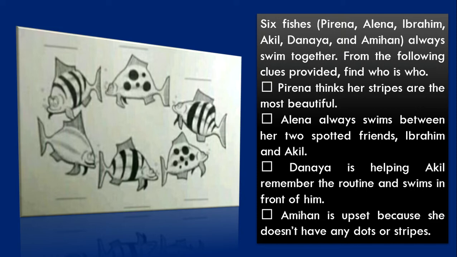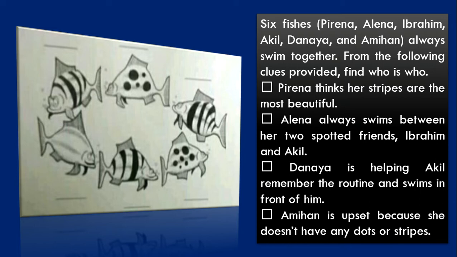Okay, so let's analyze each statement here. So first one, Pirena thinks her stripes are most beautiful. So as you observe in the illustration, there are three who have stripes. So we cannot identify yet who is Pirena because it leaves us with three choices. Right? So let's proceed to the next one.